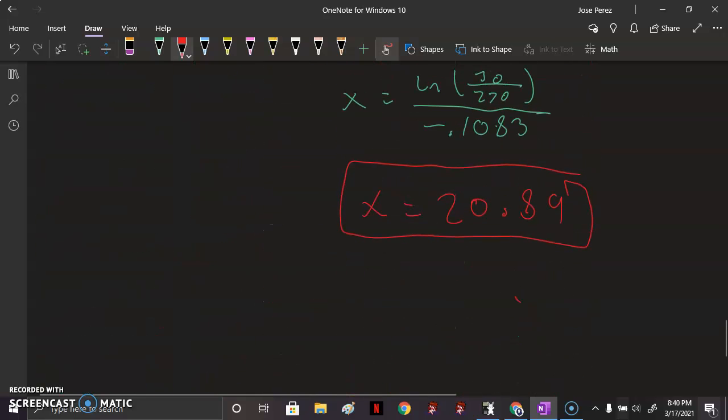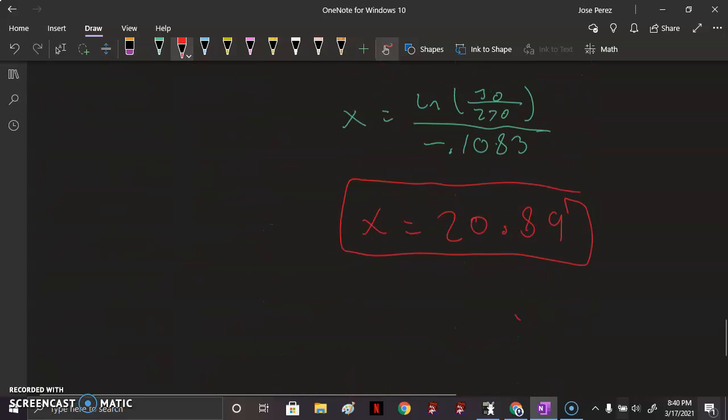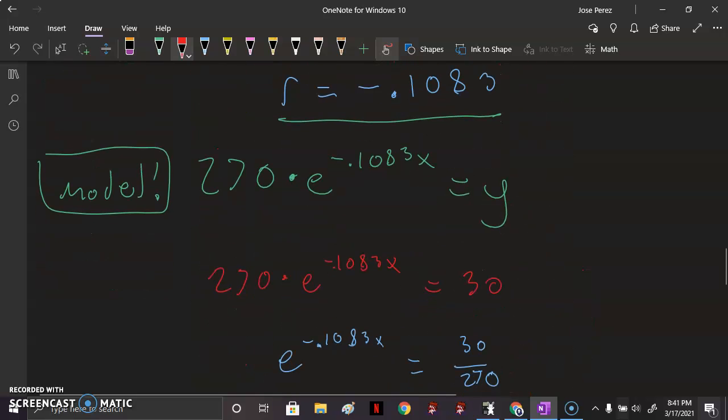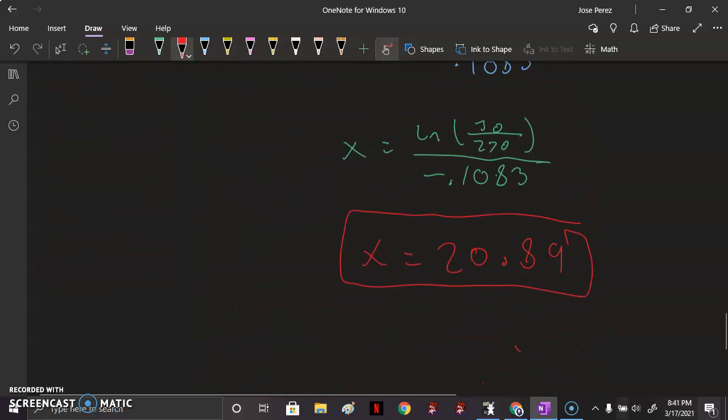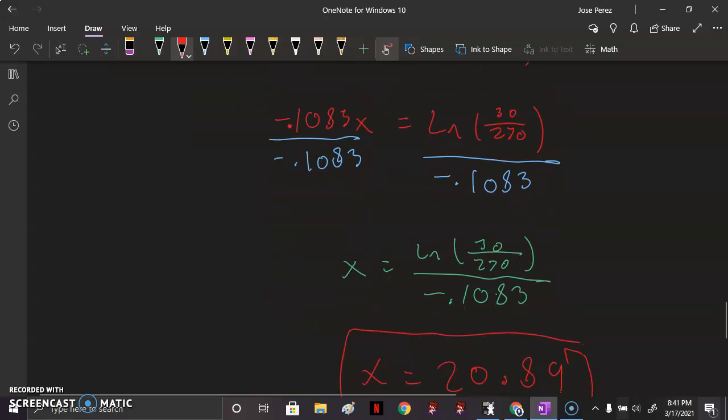It'll be in 20.89 hours that we should reach the milligram dosage of 30. So I hope this helped. And yeah.